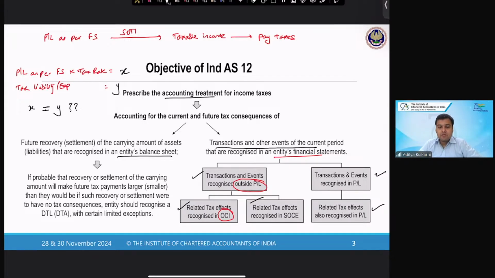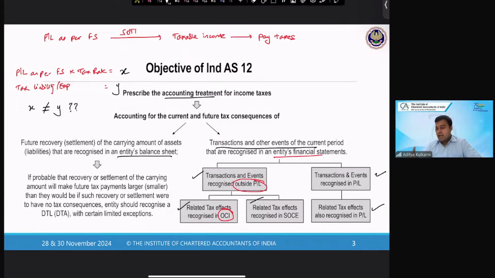Yes? Come on. Is X always the same as Y or is it different? Prashant, Anushi? It can be different, sir. Mostly it will be different. It will be different. Very simple. Your depreciation as per Companies Act is always different from depreciation as per Income Tax Act. So it is never going to match. So therefore, X will never be equal to Y in your life.